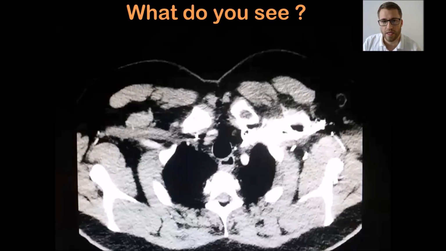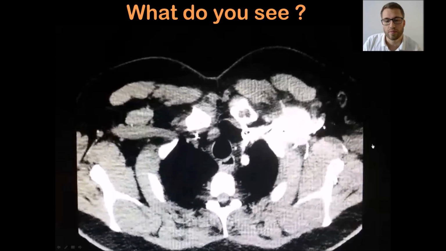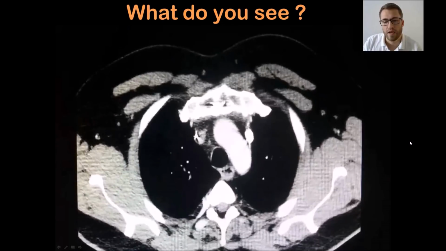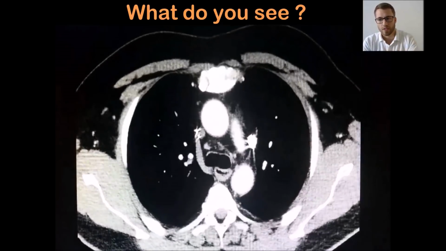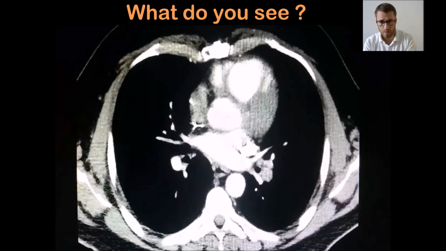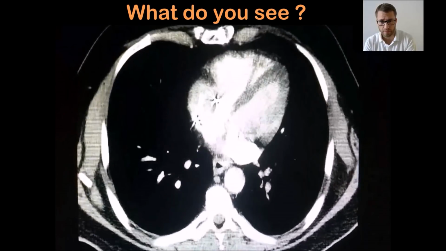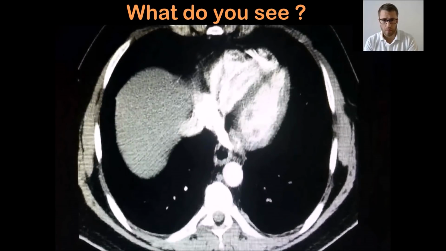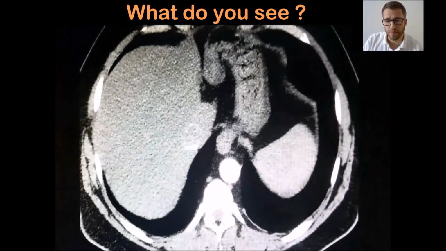I want to start the case with a CT scan of the chest. The CT scan is going from cranial to caudal, and I want you to have a very good look at it and afterwards tell me what pathological findings you have seen. So here it goes. Have a look at it and see what pathological findings you see. The patient is coughing. He has some medical history.